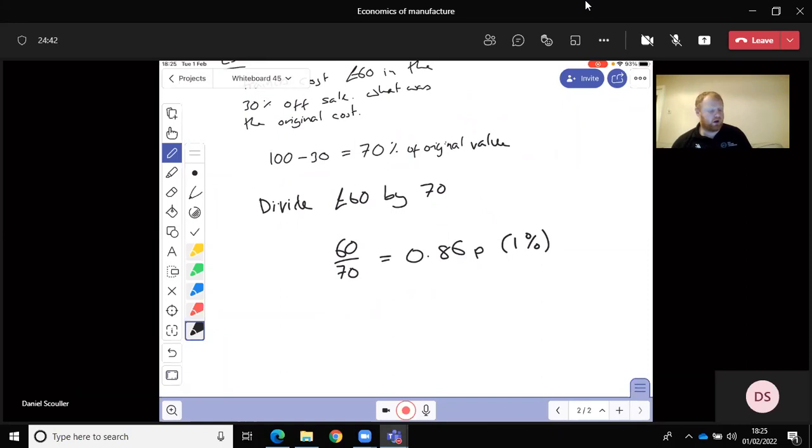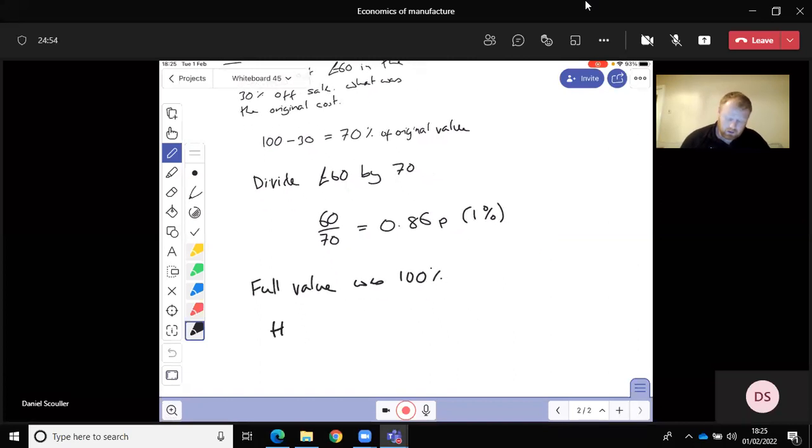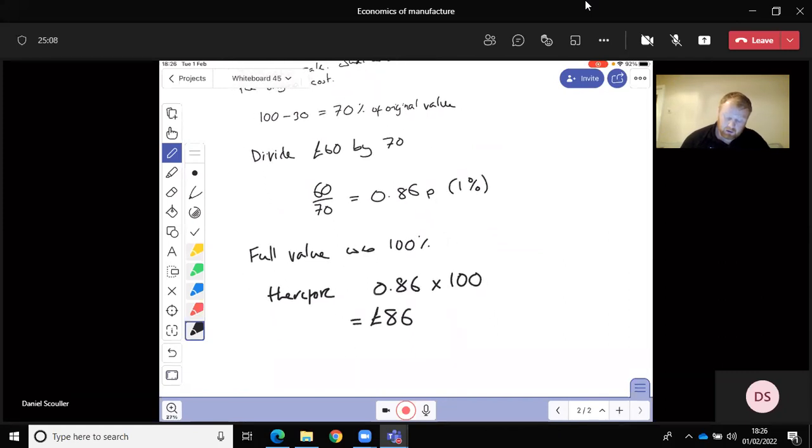To find 100%, our full value, take our 1%, and multiply by 100 to get our 100%. So £86 was the original cost.